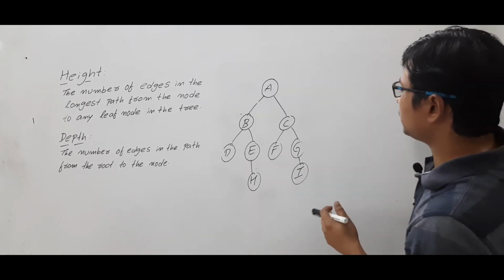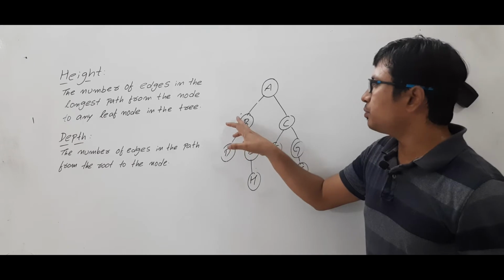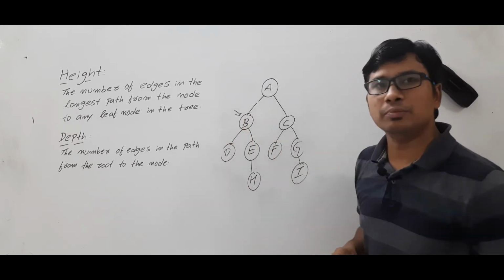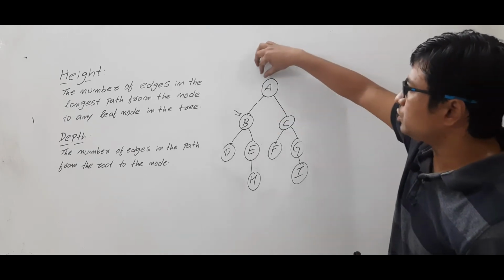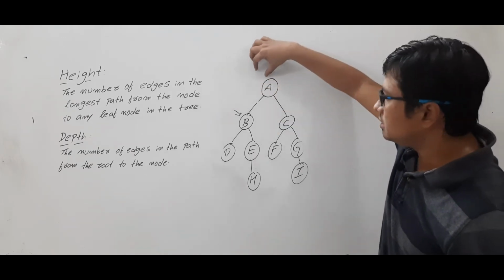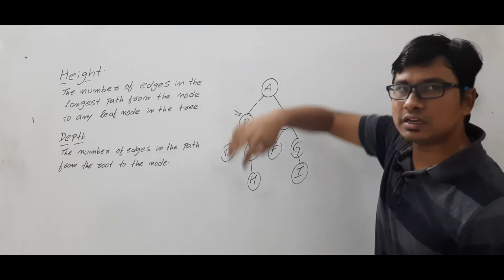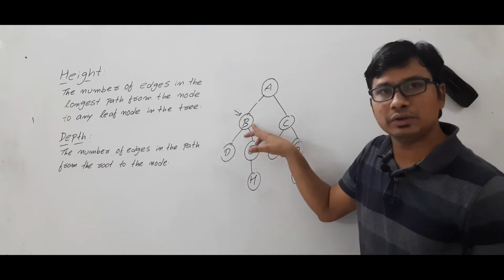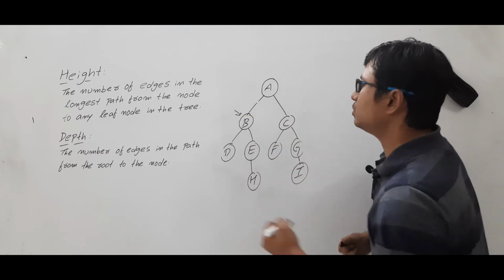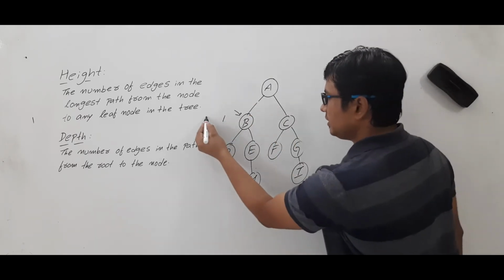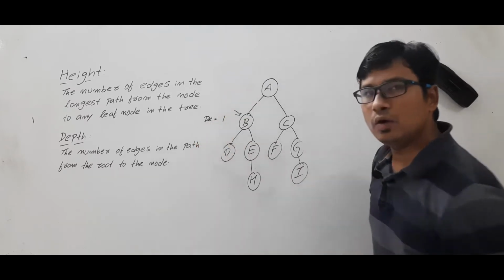Now please check this one. I want to compute the depth of the node B. From the root node, you need to traverse to this node. This is the root node, will you agree with me or not? From this root node, how many edges are required to reach this node B? One edge. So the depth of this node is equal to 1. You can write it, depth is equal to 1.